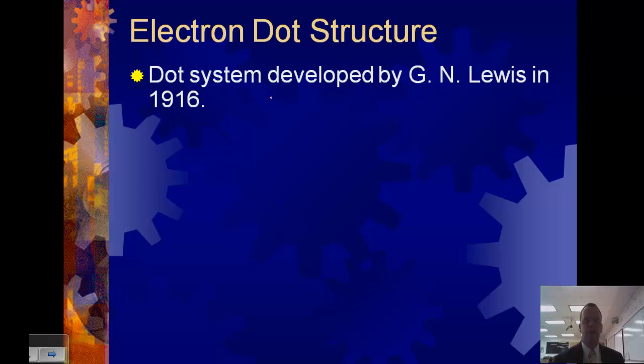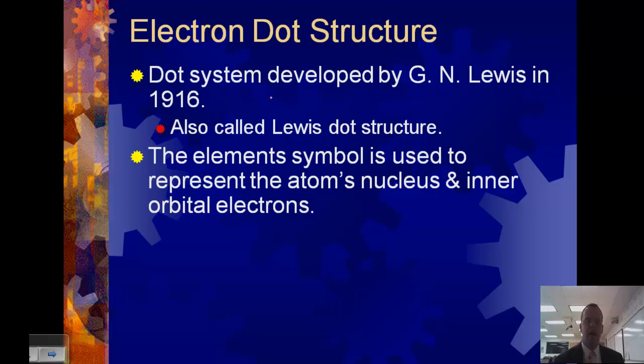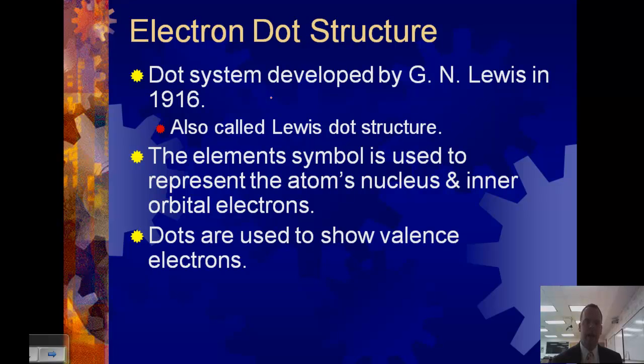Now, whenever we're looking at structures, we use something called electron dot structures. Electron dot structures were developed by G.N. Lewis in 1916. They're also commonly referred to as Lewis dot structures. In the Lewis dot structure, the element symbol is used to represent the nucleus and the inner orbital electrons, and then dots are used to show the valence electrons.